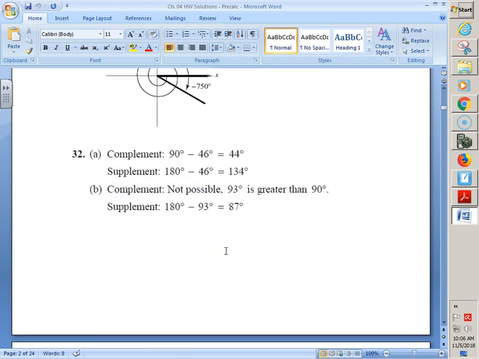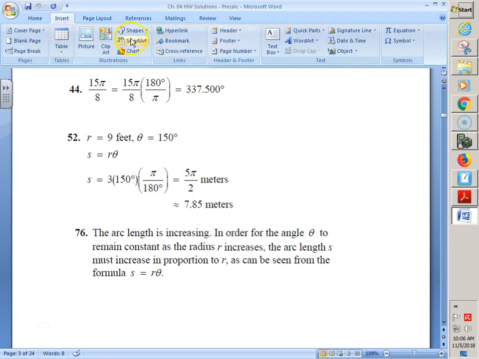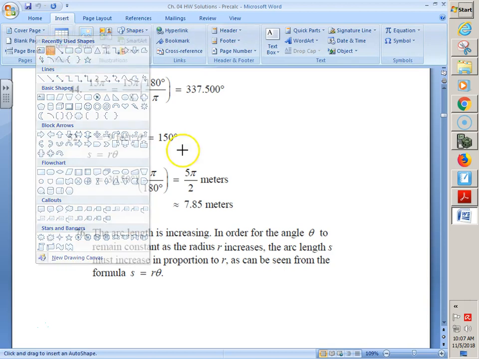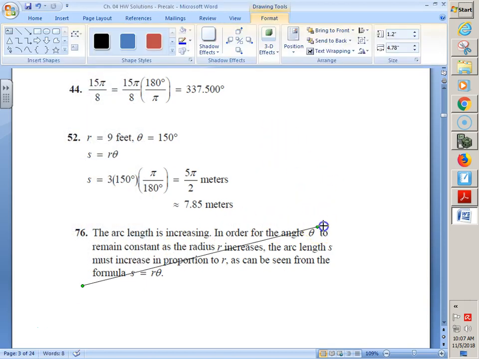You sure? 76 was like a totally different question. I need to just put a line through that, then I won't forget next year. Insert. Can I insert a line? Okay, that way I know to go looking for it next year. All right, if you guys are sure.